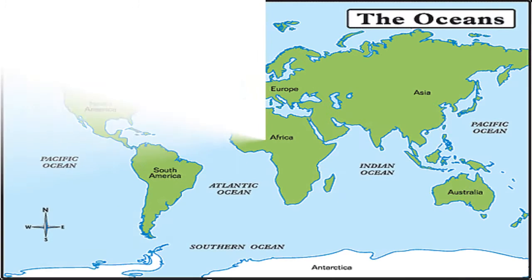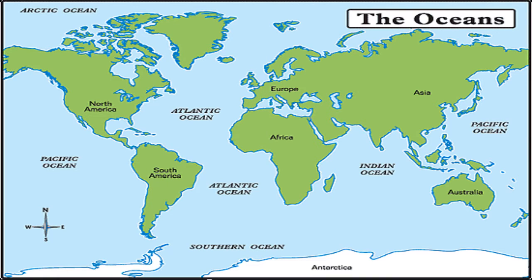The next sphere that we are going to study is the hydrosphere, which means water. Water on the Earth's surface is formed of groundwater, water vapor in the atmosphere. 2/3 of the Earth's surface is occupied by hydrosphere. Different forms of water bodies are as follows. The first one is oceans: Atlantic Ocean, Pacific Ocean, Arctic Ocean, Indian Ocean, and Southern Ocean.